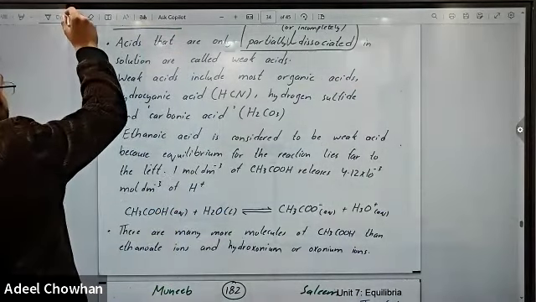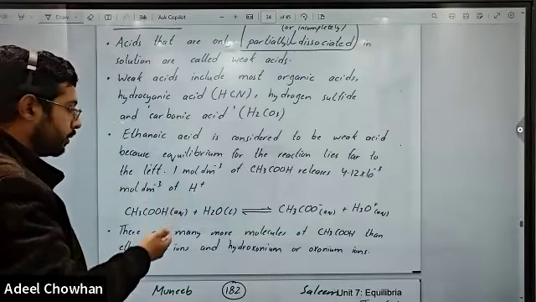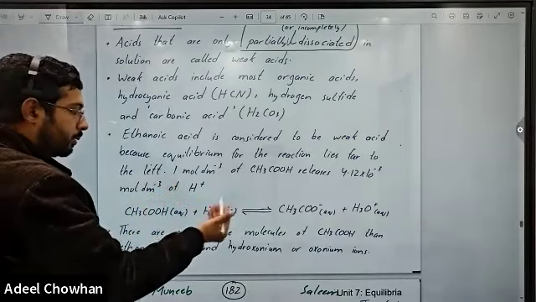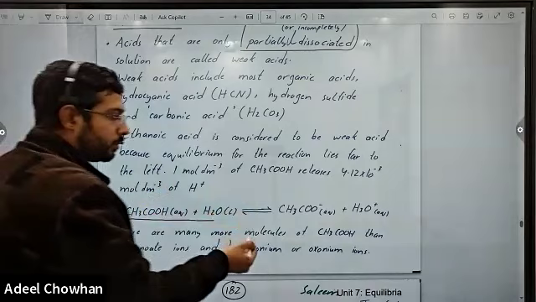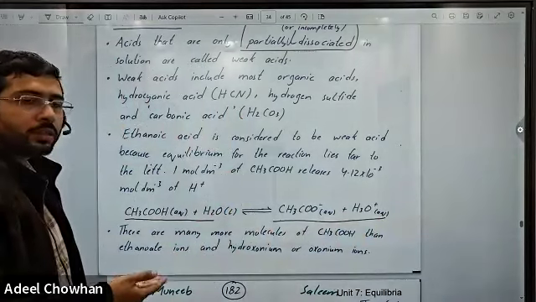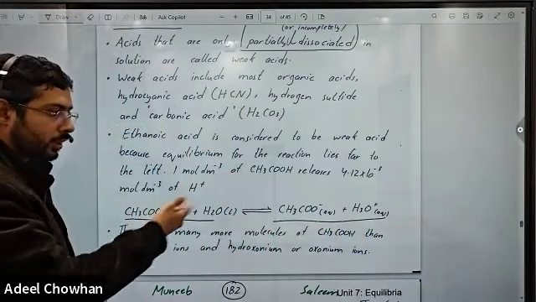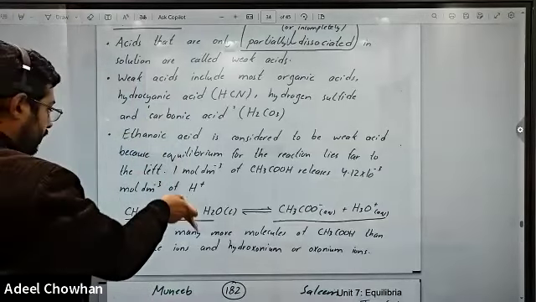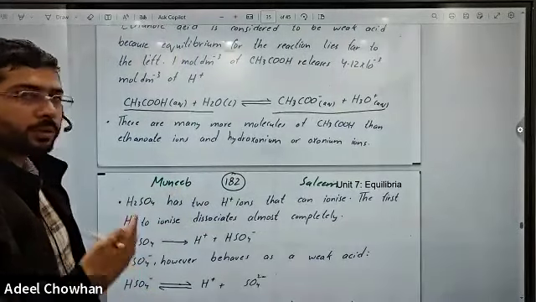In other words, when we construct the equilibrium for the dissolving of the ethanoic acid in the water, it shows that the equilibrium is far to the left side, which means more of the reactant is present instead of the formation of the hydrogen ions, which again indicates that this is a weak acid. For the weak acid, there shall be more of the original acid instead of the ionic form of the acid. There are many more molecules of ethanoic acid than ethanoate ion and hydroxonium ion or the oxonium ion.